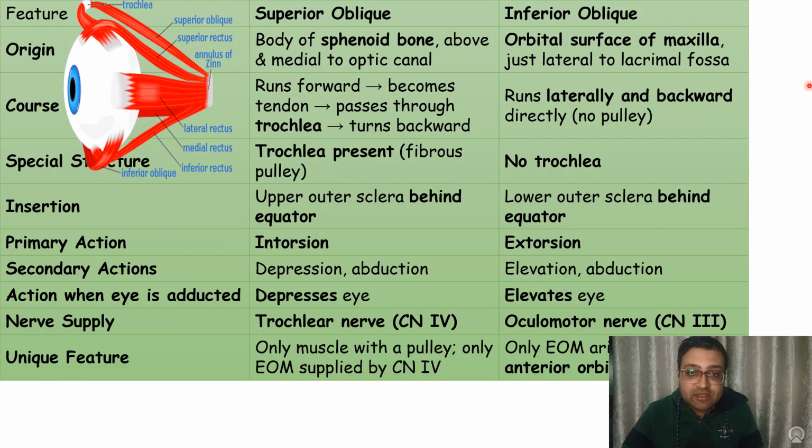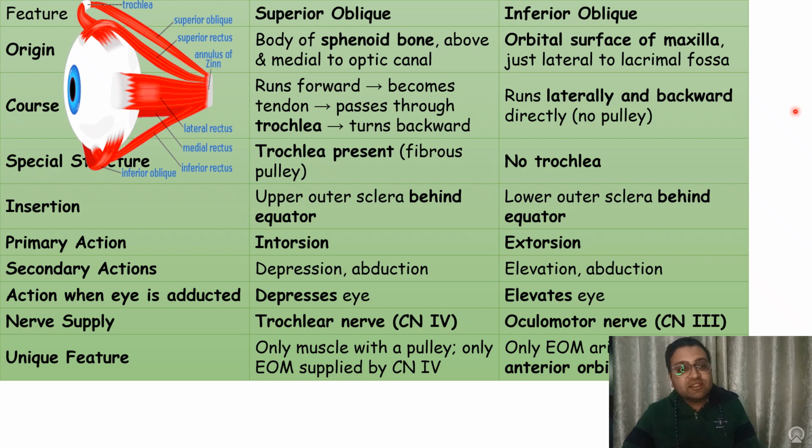Now, what I have summed up for you are the differences between the superior oblique and inferior oblique muscles, which will help you summarize and learn, and then apply your knowledge in a very systematic way.